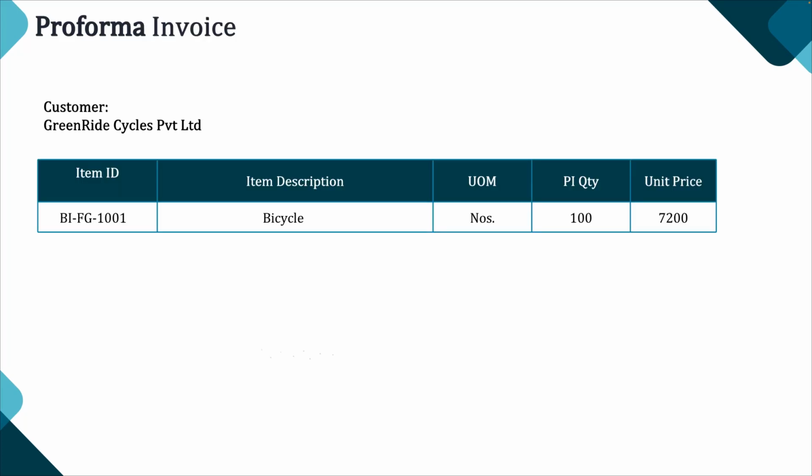So this slide consists of the details which are going to be entered on our proforma invoice screen in the ERP, which holds your customer name, followed by the item, the proforma invoice quantity which you're going to enter, and the unit price.